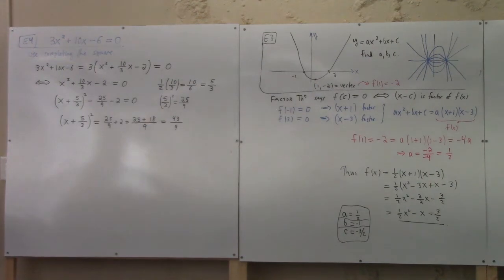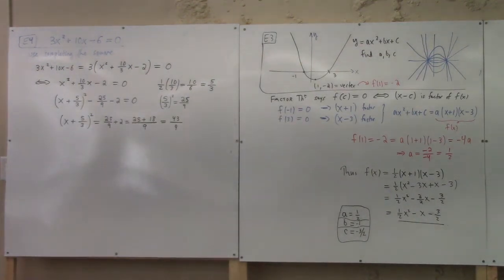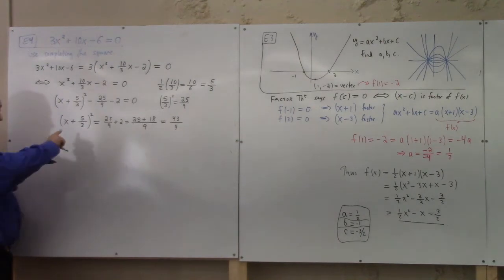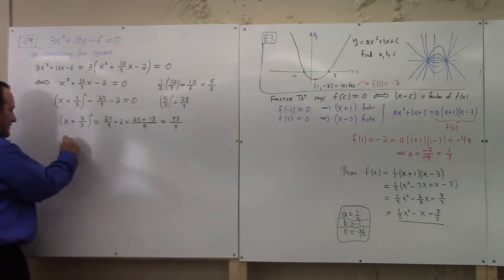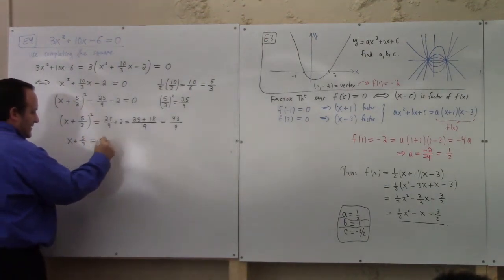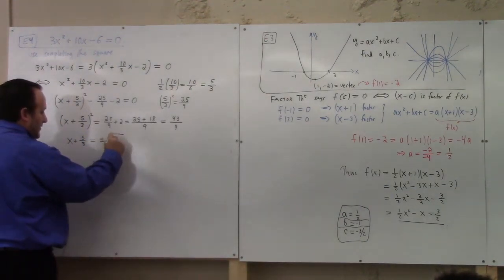Anyway, so I think 25 plus 18 is 43. The reason there's an 18 there is we need to make a common denominator, right? So 2 is 18/9. Does that make sense? I hope. And then we take the square root of both sides. Remember, we have to allow for plus or minus. So this gives us x plus 5/3 equals plus or minus the square root of 43 over 9.